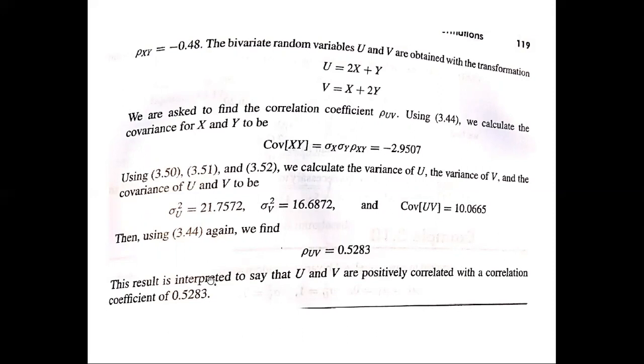So this result is interpreted to say that u and v now have a positive correlation coefficient. Okay, a positive correlation coefficient of 0.5283, whereas the original xy variables had a negative coefficient. Even though the original xy variables have a negative coefficient, after the transformation, there's a good chance that what we get might have a positive correlation coefficient for u as well as v.